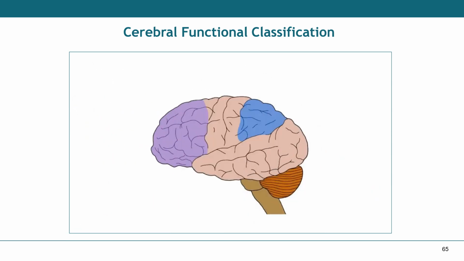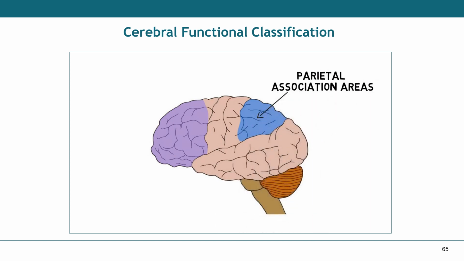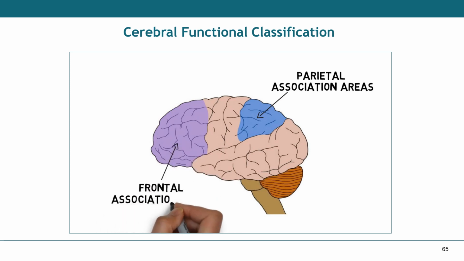Association areas are involved in the integration of information from multiple brain regions. This integration can do things like add complexity to sensory perceptions or facilitate higher cognitive processes. For example, the association areas in the parietal cortex are thought to be involved with aspects of attention and perceptual awareness, and association areas in the frontal cortex are linked to complex processes like planning, impulse control, and self-awareness.